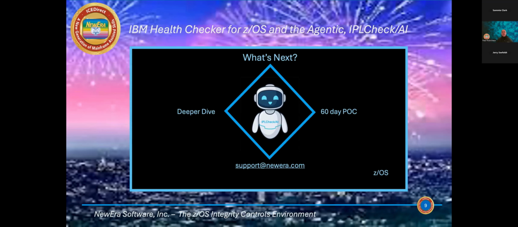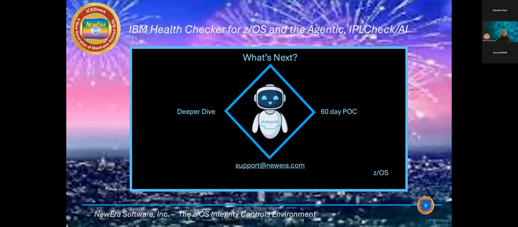So what's the next step? Well, I hope you would want to take it. We can do a much deeper dive if you're interested in that. We could do a proof of concept, if that's something that you can do. It's a no charge period for 60 days that gives you an opportunity not only to test IPLCheck AI, but to test our support of you while you're in that period of examination.